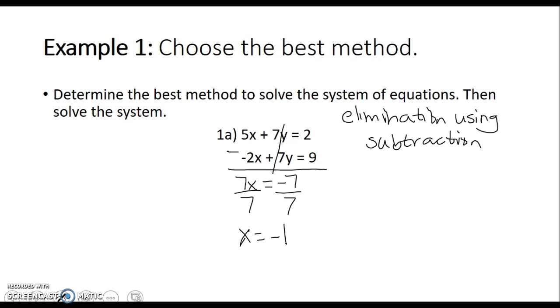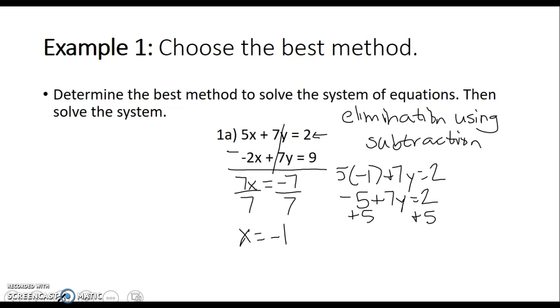I'm going to plug it back into this first equation. So I have 5 times negative 1 plus 7y equals 2. 5 times negative 1 gives me negative 5 plus 7y equals 2. Add 5 to both sides to get y by itself. I have 7y equals 7. Divide both sides by 7, and I have y equals 1. So now my answer is negative 1, comma 1. Solved for both x and y. We're good to go there.